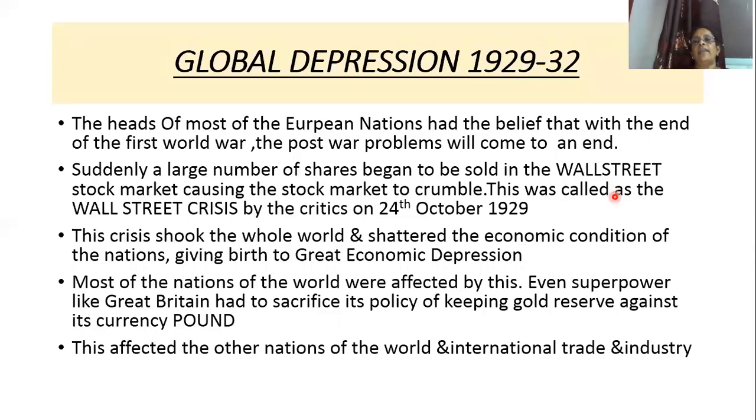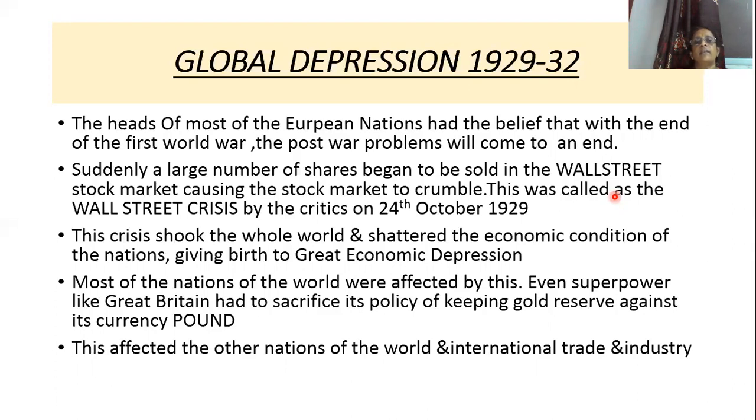Then the global depression of 1929 to 1932. Now we are experiencing that depression. So in 1929 to 1932, there was a depression all over the world. At the end of the First World War, the heads of most of the European countries felt that all the problems of the world would come to an end after the war. But suddenly, a large number of shares began to be sold in the Wall Street stock market, causing the stock market to crumble or collapse. And that was known as the Wall Street crisis by the critics on 24th October 1929.